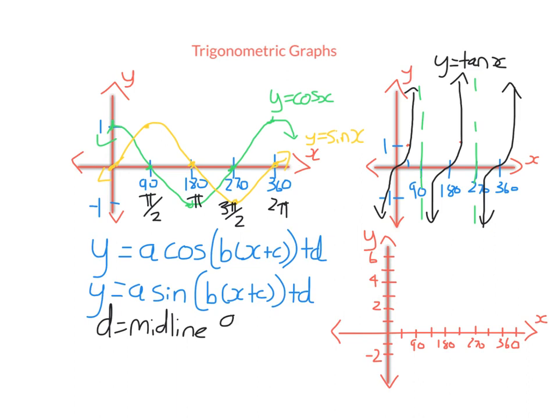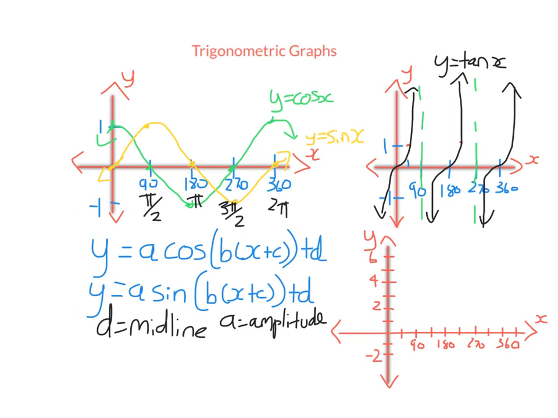So a gives you the amplitude. That's the distance from the midline to the maximum or the minimum. So for cos and sine, just by themselves, they have a maximum value of 1 and a minimum of minus 1. Remember, that's because of the unit circle. The x-coordinate and the y-coordinate were never more than 1 or less than minus 1. But it's also because of SOHCAHTOA.